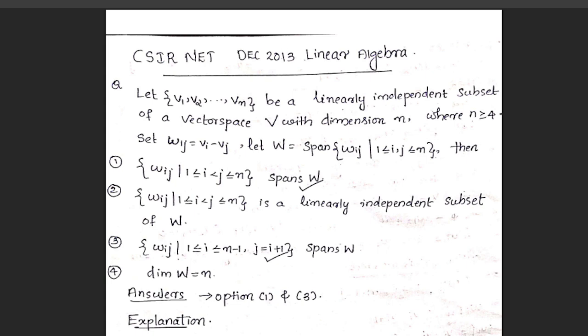Here we have one condition: i is always less than j. Wij, where 1 less than or equal to i less than j less than or equal to n. But in the case of W, we don't have that type of restriction for i and j. Here i is always less than j, please keep that in mind. We have to check whether the span of the set Wij, 1 less than or equal to i less than j less than or equal to n, is W or not.